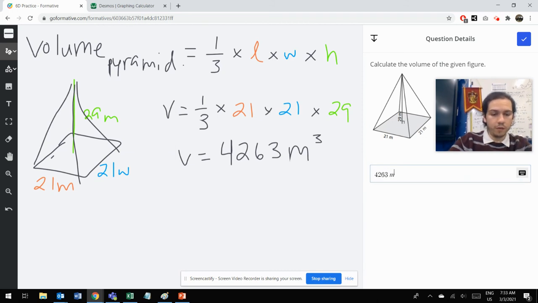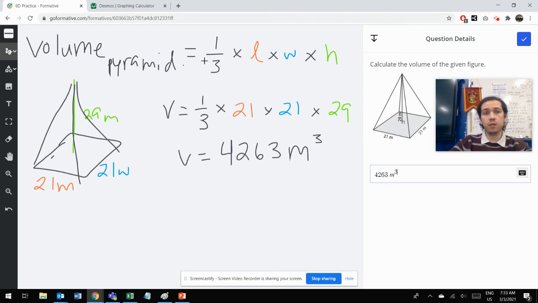Pyramids are very, very similar to prisms. The only difference is that there's just 1/3 in here. So make sure that when you're calculating the volume of a pyramid, you remember to multiply it by 1/3. This is an important part of the formula here. It's always going to be 1/3. That's a constant part of the formula.